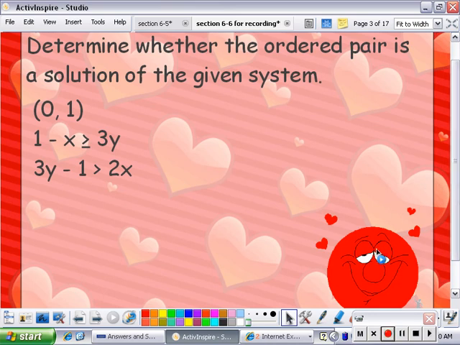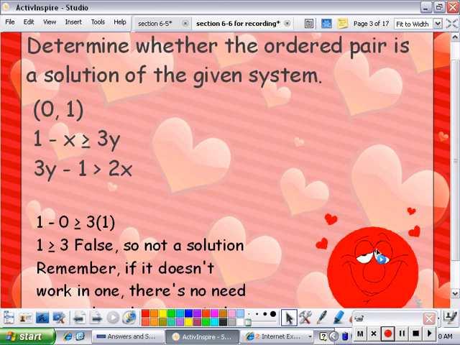So for this one, if I substitute in the 0 for x and the 1 for y in the first inequality, I get 1 is greater than or equal to 3. That is not a true statement. So since it's not a solution to this inequality, it's not going to be a solution to the system. It has to work in both equations. So we don't even need to bother trying the second one.